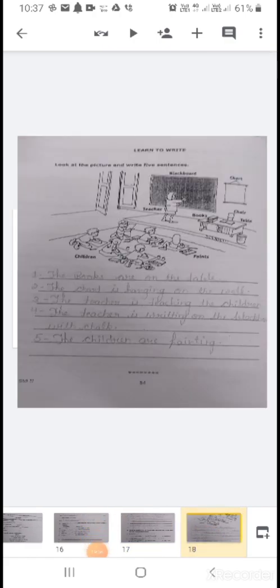Now see the last one. You have to look at the picture and make any 5 sentences. First we make a sentence with the books. The books are on the table. Then the next is with the chart. The chart is hanging on the wall. Third is with the teacher. The teacher is teaching the children. Fourth is with the blackboard. The teacher is writing on the blackboard with the chalk. Fifth is with the paint. The children are painting.